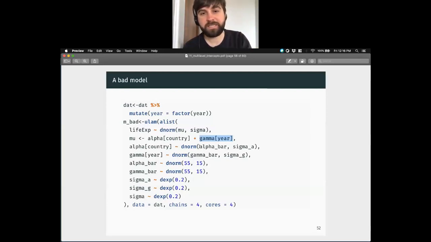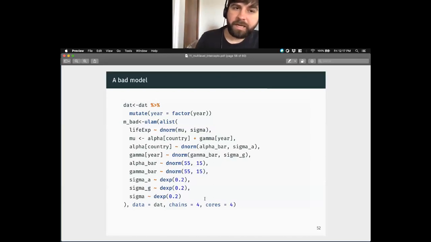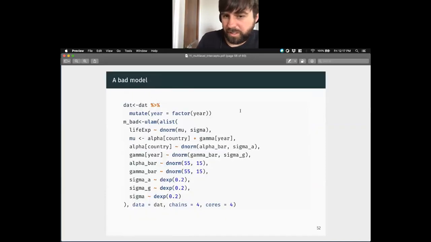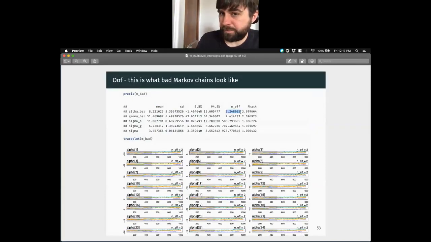And here I didn't center the data. So I have these priors that are at the 5515 again, with the really broad exponential priors for my hyperparameter, my variance parameters. And this model is bad. You can see my effective sample size is 2 when I drew 4,000 samples, for my alpha bar and my gamma bar parameter.